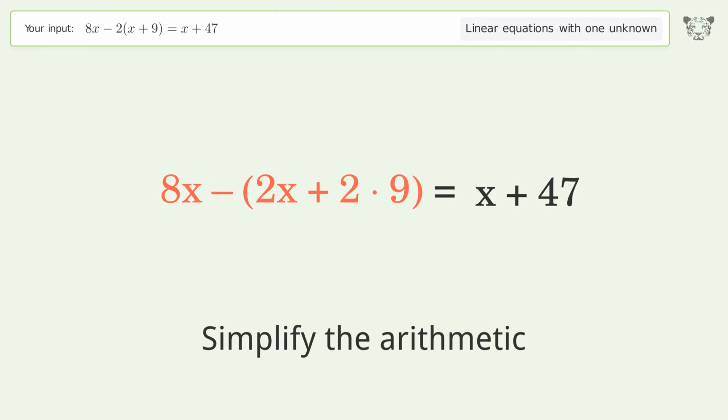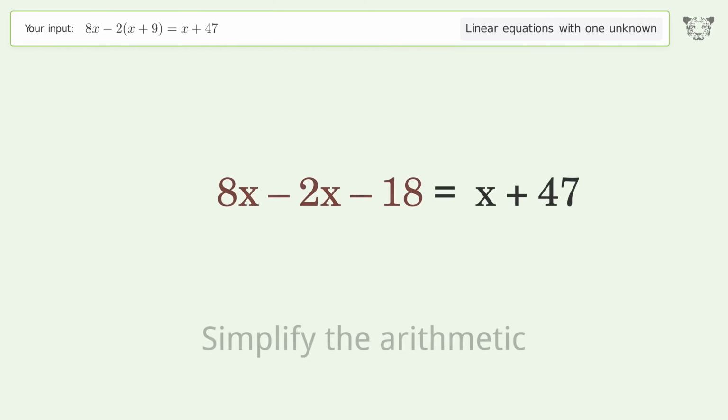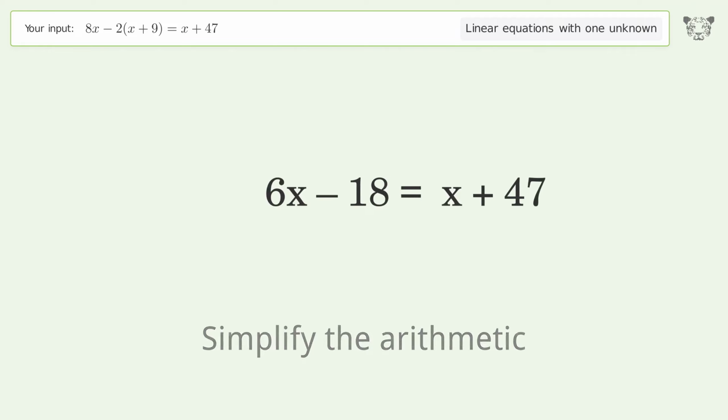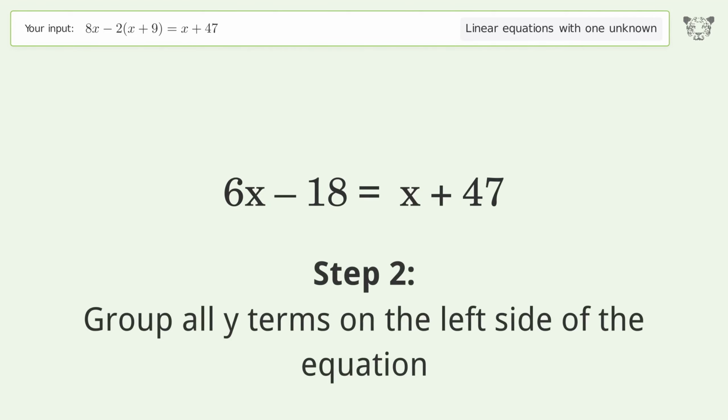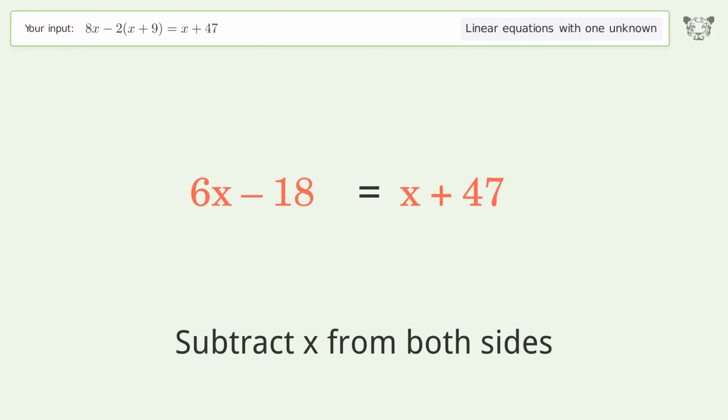Simplify the arithmetic. Expand the parentheses. Simplify the arithmetic. Group all y terms on the left side of the equation. Subtract x from both sides.